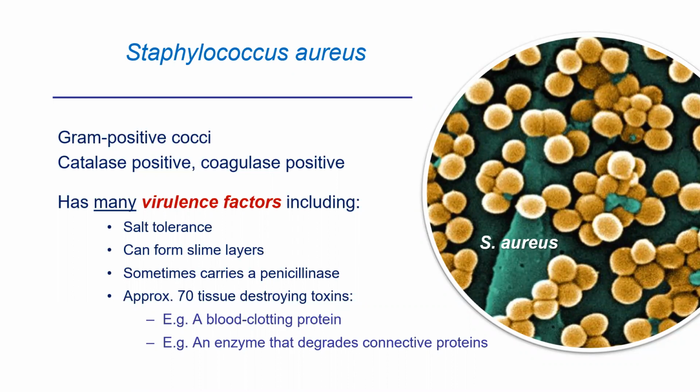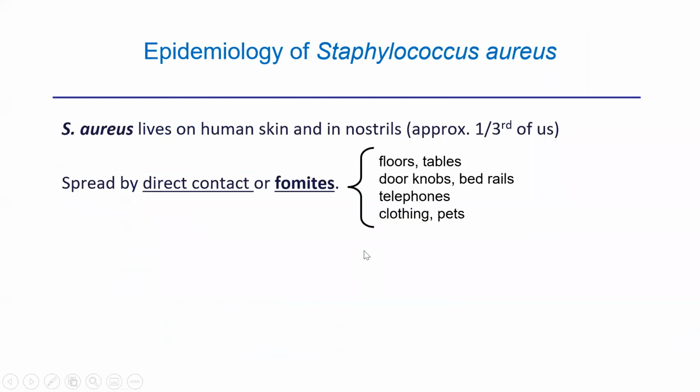And so here's a bunch of examples. It's salt tolerant, that allows it to live on your skin. It can form slime layers that protects it from the immune system. It often carries a penicillinase, that's an enzyme that destroys penicillin, so it's naturally resistant to some drugs. Has all sorts of tissue destroying and invading enzymes, such as destroying blood clotting proteins and things like that. So it's really, really nasty in some ways.